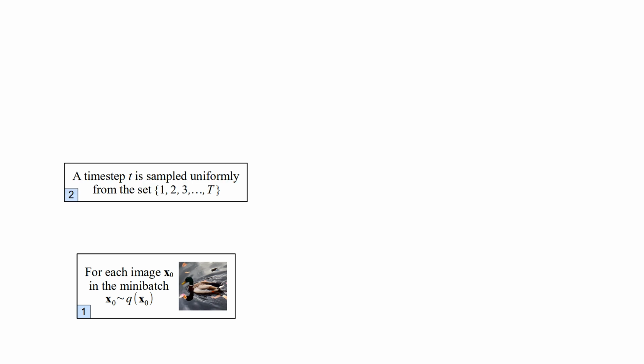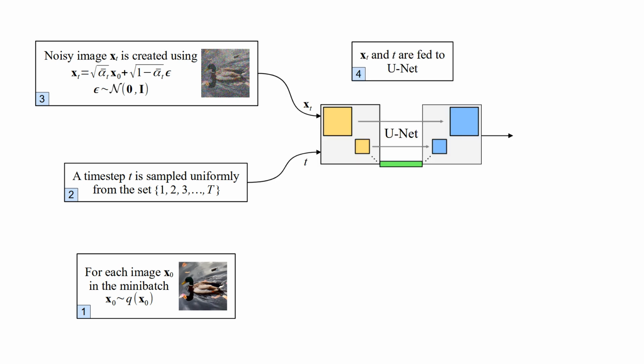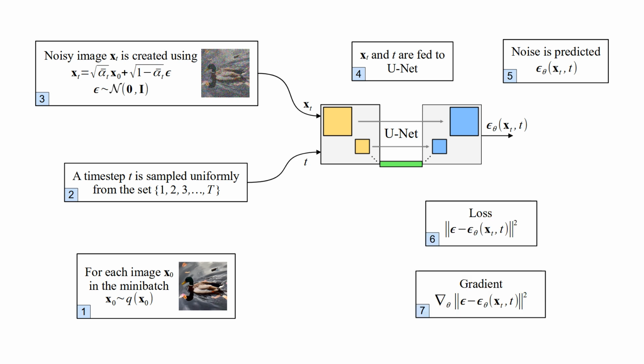For each training image in the mini-batch, a time step is sampled uniformly between 1 and capital T. Noisy image is created. Noisy image and time step are fed to UNet. Noise is predicted. Loss and gradient are computed.